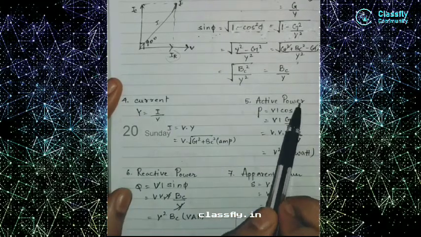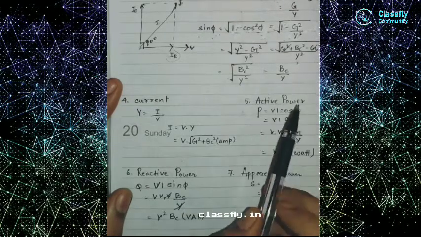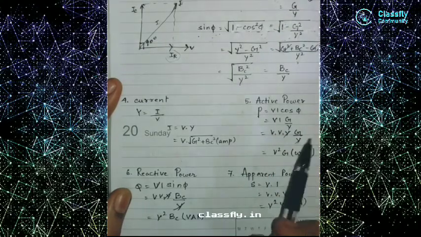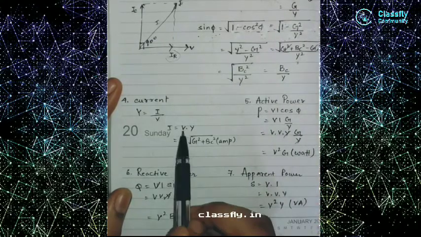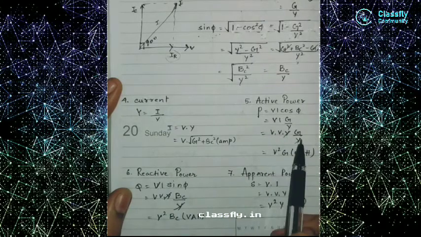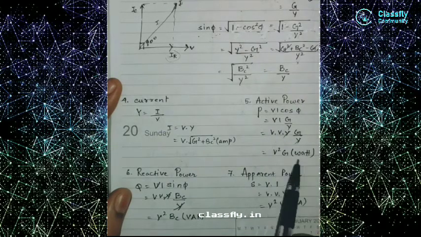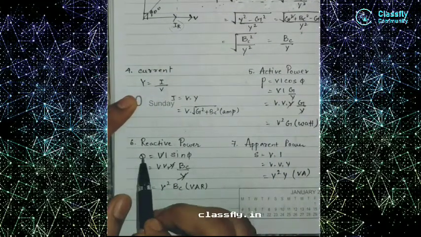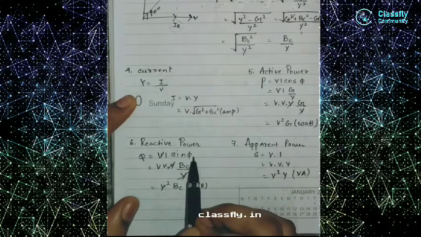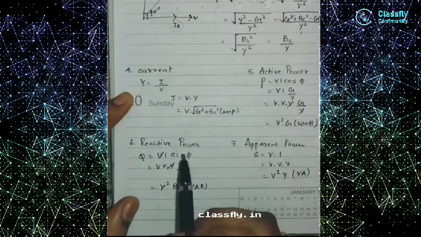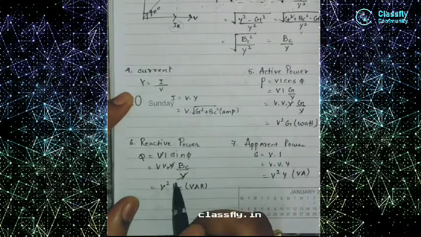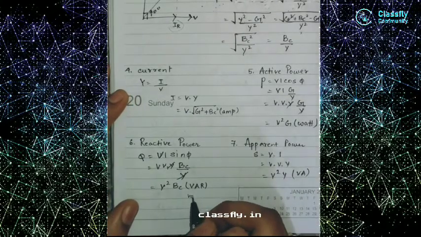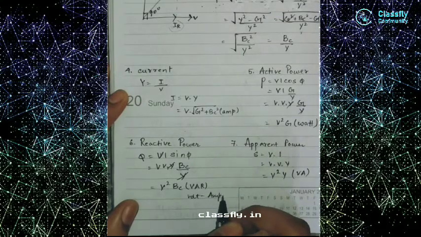Now the active power, we denote active power with P, and P is equal to VI cos phi. We have already found the cos phi, that is G by Y. And we know that I is V dot Y, so we'll put V dot Y, so Y gets cut, so its answer is V square G watt. Reactive power is denoted by Q, and it is VI sin phi. Sin phi is BC by Y, and we know that I is V dot Y, so Y gets cut, and we are left with V square BC. And the unit is volt ampere reactive.